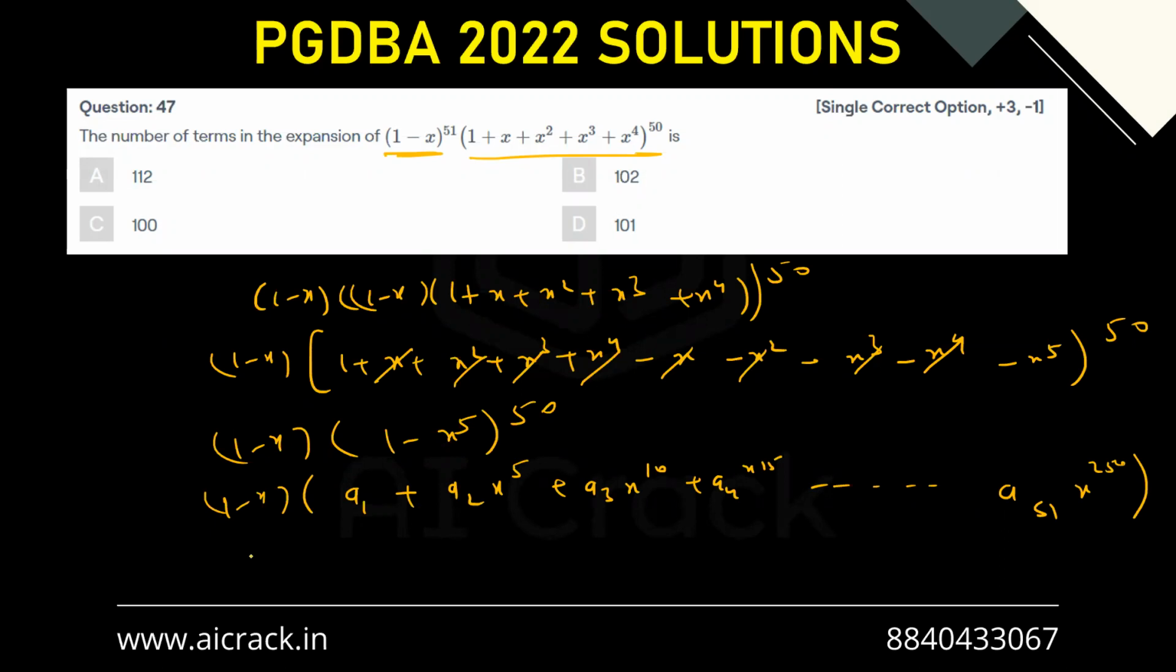And if I multiply this, I'll be getting A1 + A2 x⁵, and also I'll be getting a term like -A1 x + A2 x⁵ - A2 x⁶. So we can see that every term has different powers of x. And what we did, we first multiplied 51 terms with 1 and then we multiplied with -x. And every single term has different powers of x. So there won't be any overlapping over here. So we'll be getting the number of terms as 51 into 2, and that is 102. So B is the correct answer.